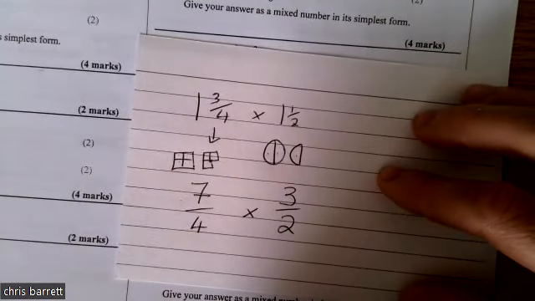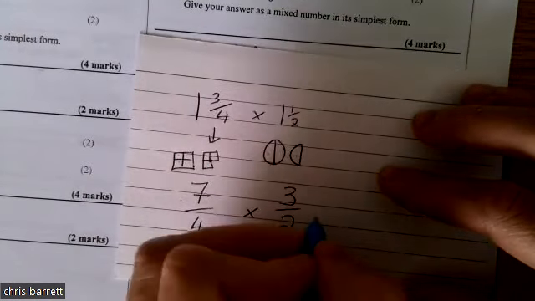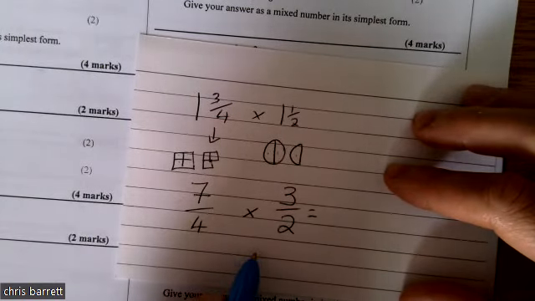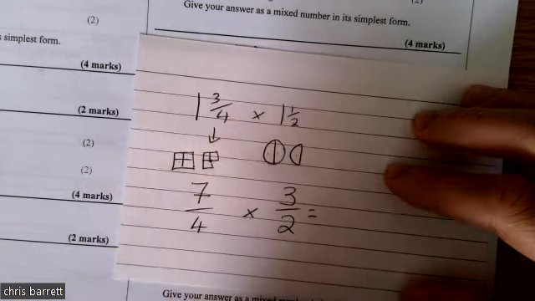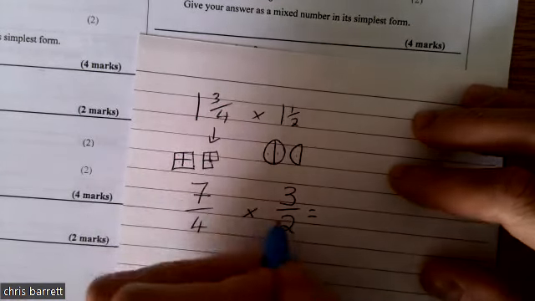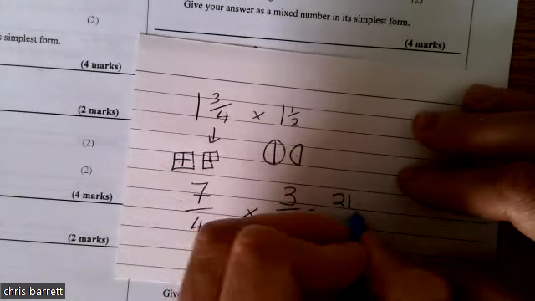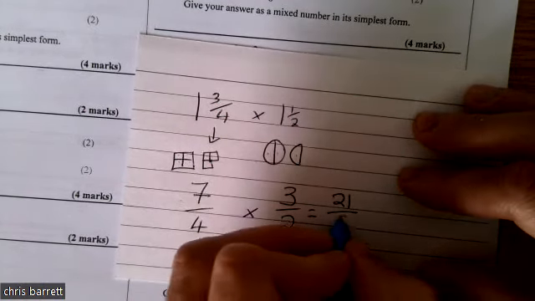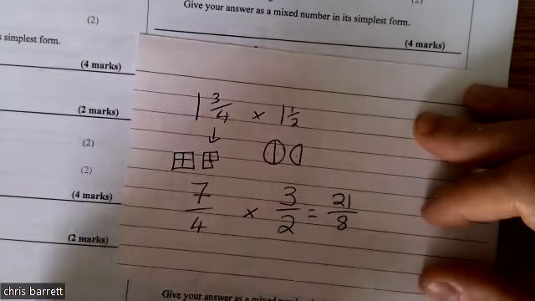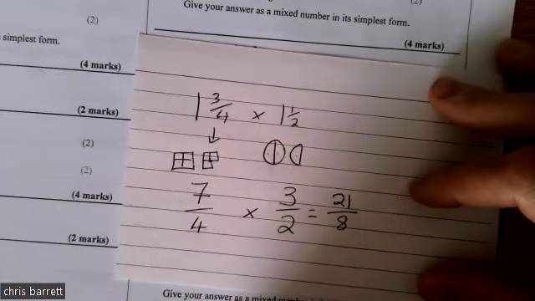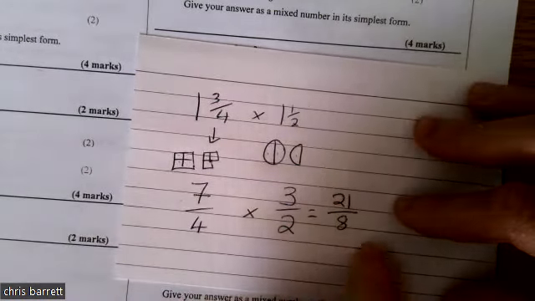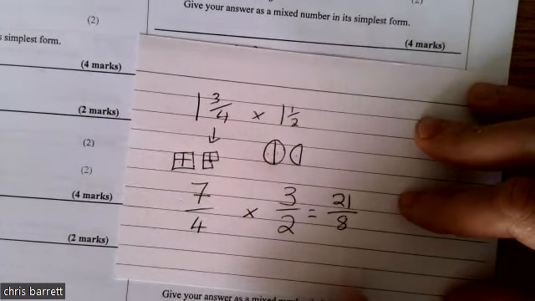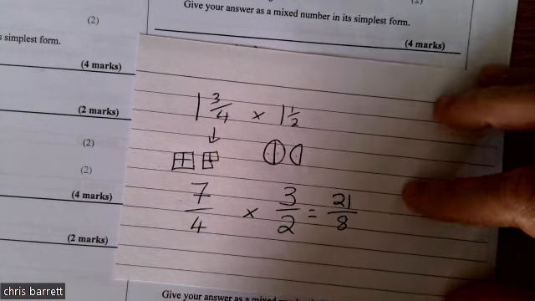Now that I've converted that into improper fractions again, numerator times numerator, top times top, bottom times bottom. So 7 multiplied by 3 is 21. And then I've got 4 multiplied by 2 is 8. And I've got an improper fraction. Again, I'm going to now convert it and simplify it, but this time I'm going to go back to a mixed number rather than an improper.